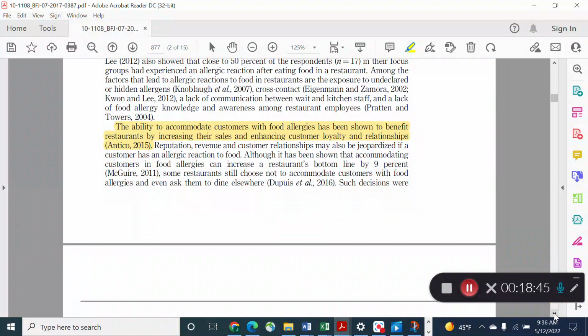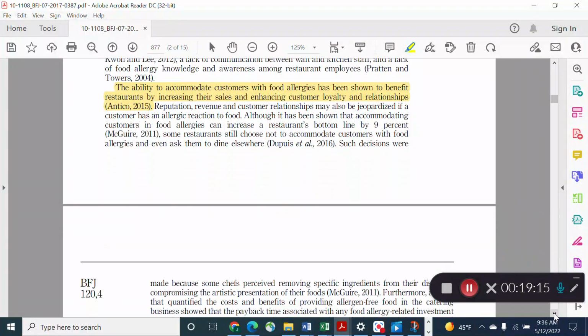And now we kind of put the two together. Ability to accommodate customers with food allergies has been shown to benefit restaurants. So now we're putting what we know about food allergies, what we know about the food industry, putting them together again, which is narrowing the focus of our study here. So we started out very broad, food allergies. We've narrowed it down. Now, the author then talks about restaurants in general, and now we're linking food allergies and the restaurant business.